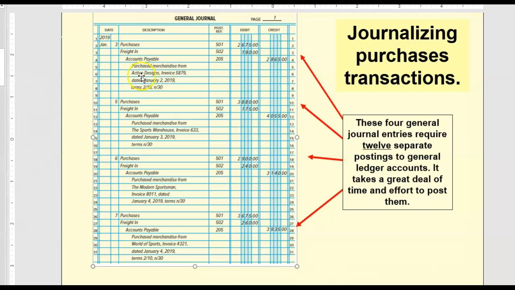But also look at this a little bit more carefully, where it says terms 2/10, n/30. N30 means net 30, which means we owe the $2,865 in 30 days. But the terms are 2/10, which means we get a 2% discount if we pay it within 10 days, which is a bonus. Some people have terms like that and some don't. This one's just net 30. And this one down here offers a 2% discount as well.